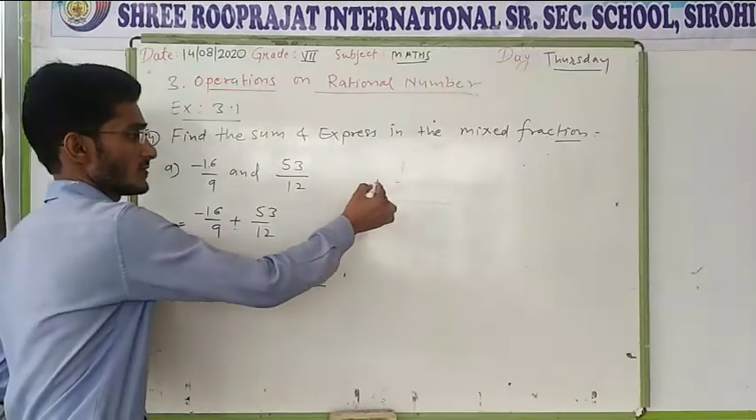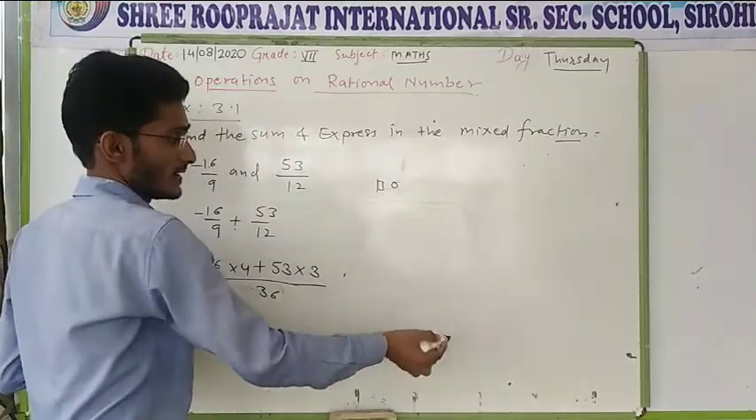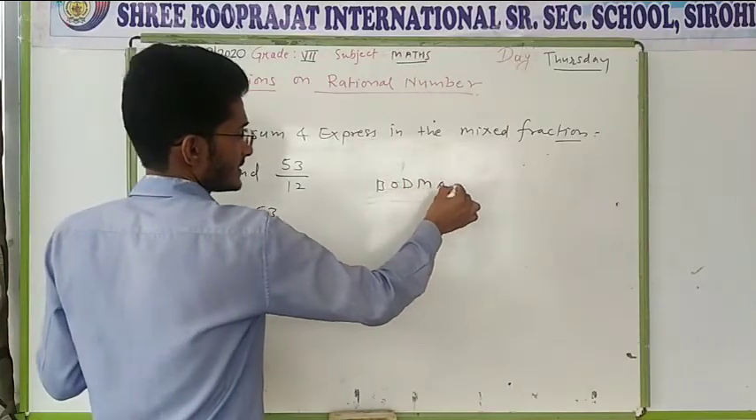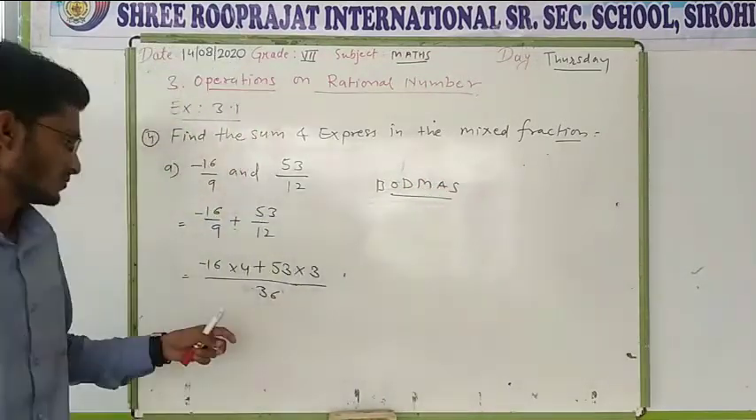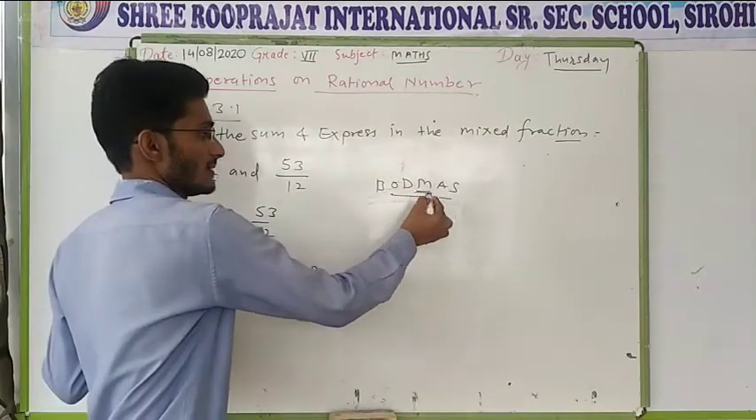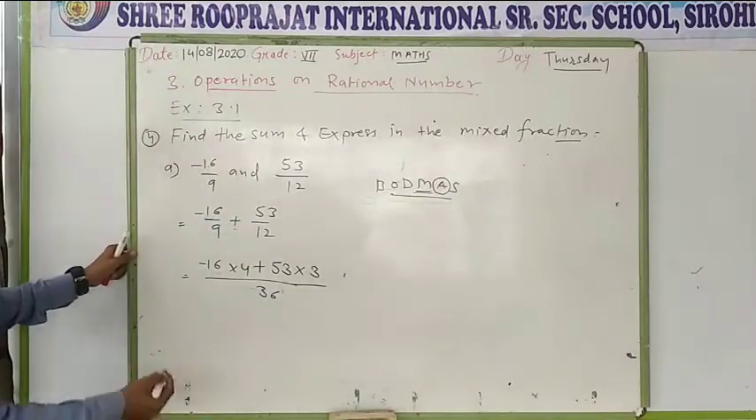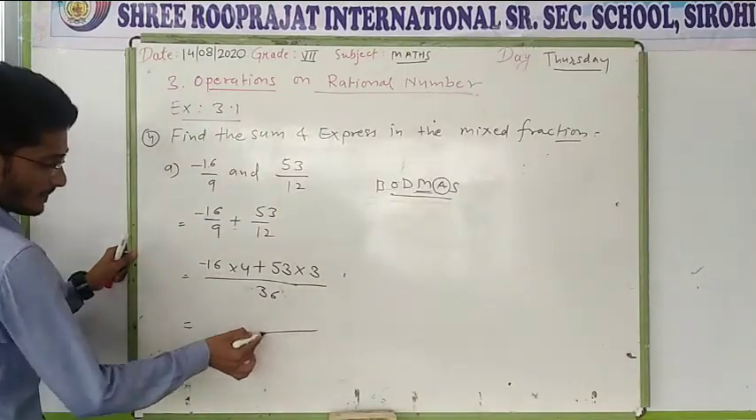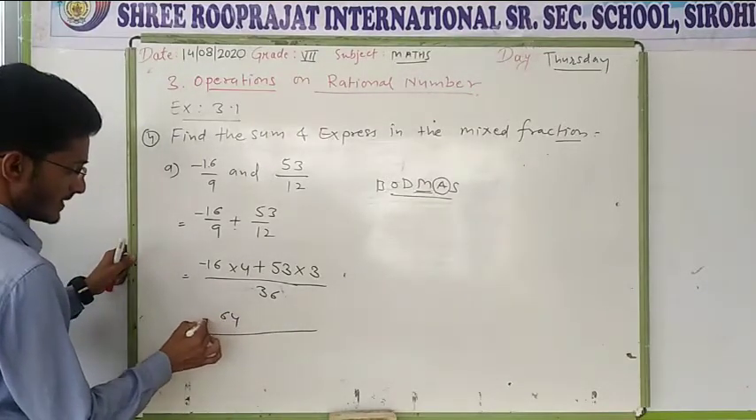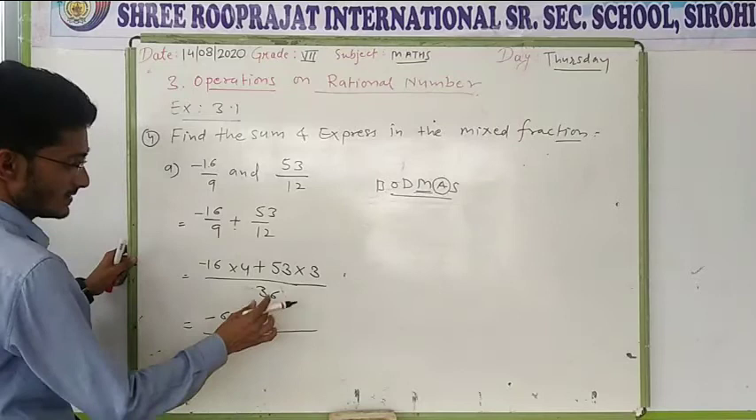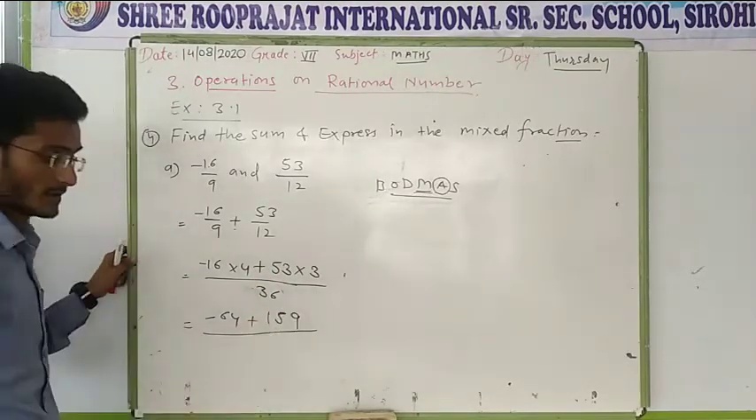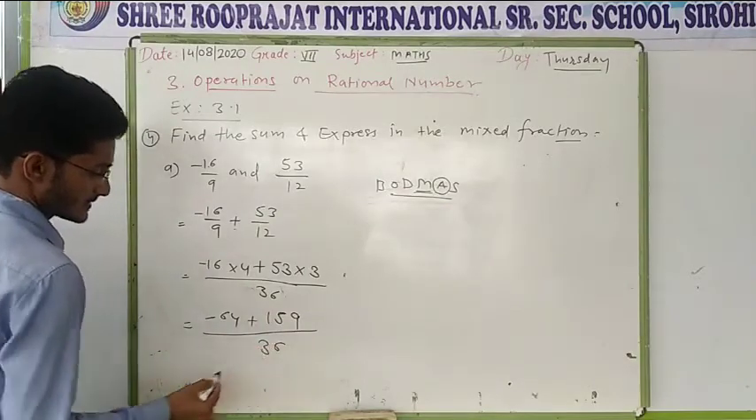According to the BODMAS rule, first of all you have to solve the bracket and then others, then you have to divide, then multiply, then addition, and then subtraction. So there are two signs given, add and multiply. So first of all you have to multiply and then add. Okay. So first of all you have to multiply 16 with 4, you will get minus 64. And next one, 53 multiplied with 3. 3 threes are 9 and 3 fives are 15, so 159. And the remaining 36 is as it is.